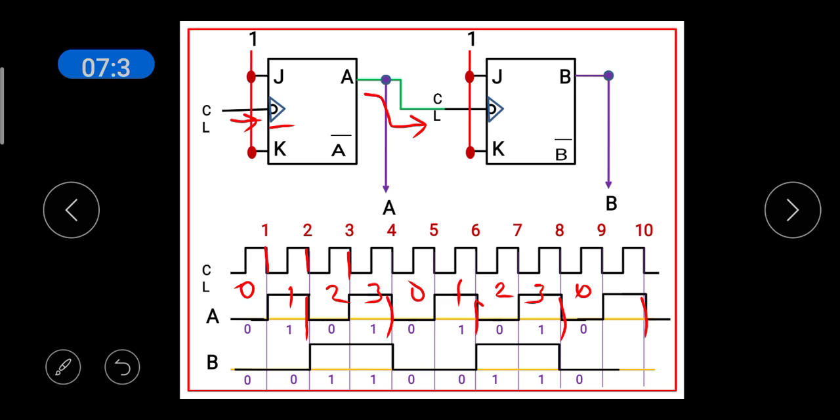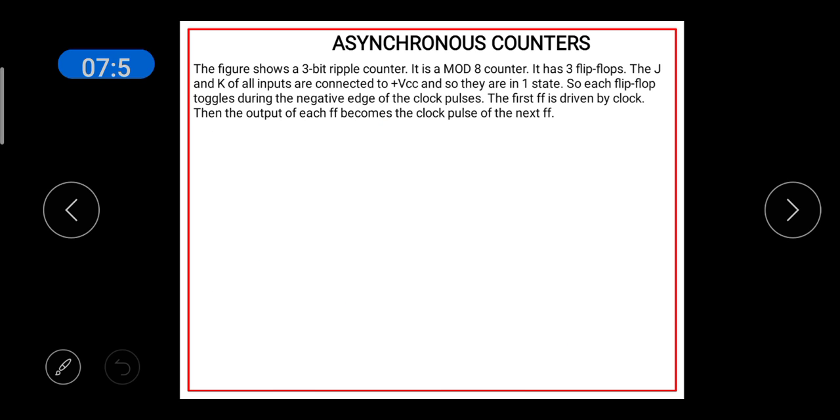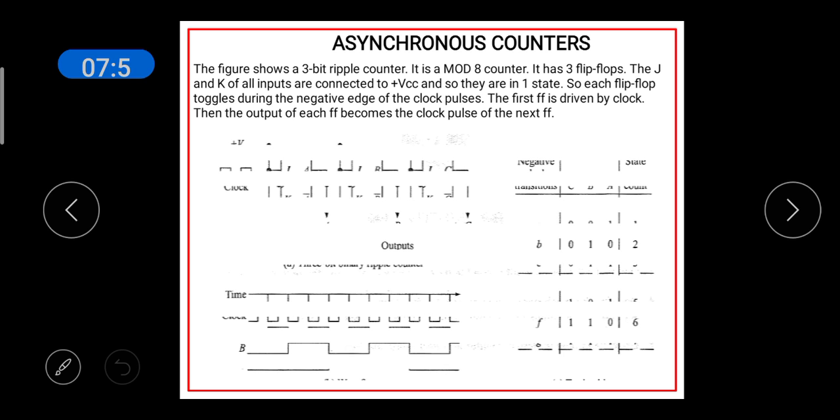So the counting is from 0, 1, 2, 3, then it restarts from 0, 1, 2, 3, 0, 1, 2, 3, and so on. This is the working of a mod 4 counter, which counts from 0 to 3, 4 numbers. Next we'll see the working of the mod 8 asynchronous counter or 3-bit ripple counter.